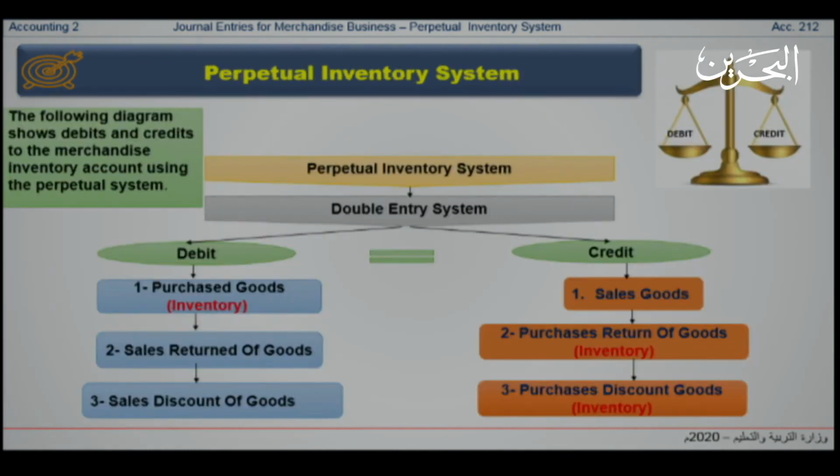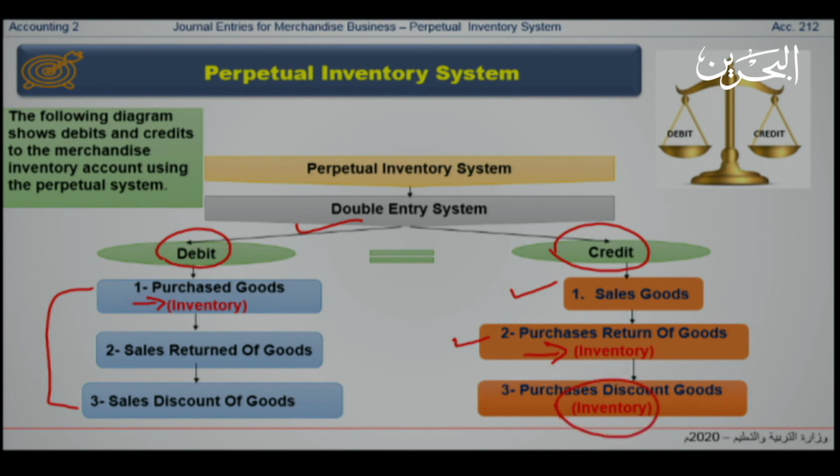Let us take a look at the perpetual inventory system. It's also a double entry system, and it consists of debit and credit sides. On the debit side, we will cover three topics: the purchased goods, also called the inventory. Second, the sales return of goods, and thirdly, the sales discount of goods. On the credit side, we will cover the sales goods, the purchase return of the goods, also called inventory, and finally, the purchase discount of goods, also called inventory.